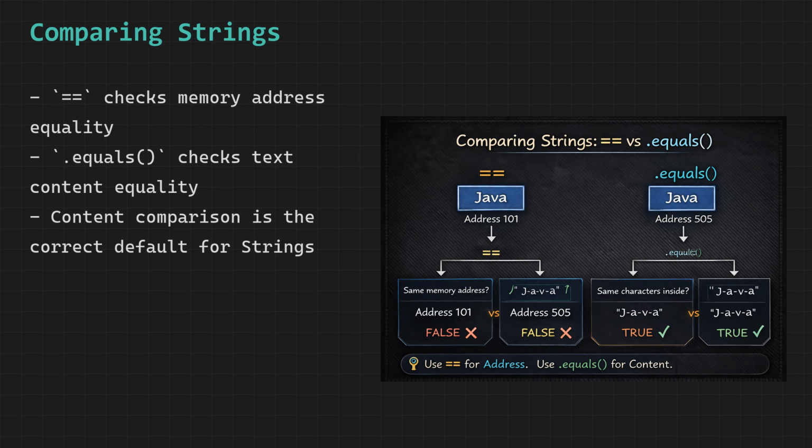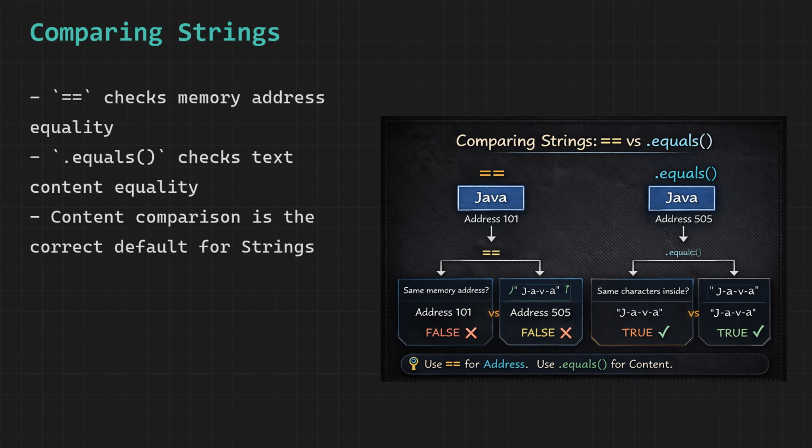When you want to see if two strings are the same, you have to decide if you care about where they are or what they say. The double equals sign is the address checker. It asks the question, are these two things pointing to the exact same spot in memory? If you have two different objects in two different places that both happen to say the word hello, double equals will tell you false because the locations are different.